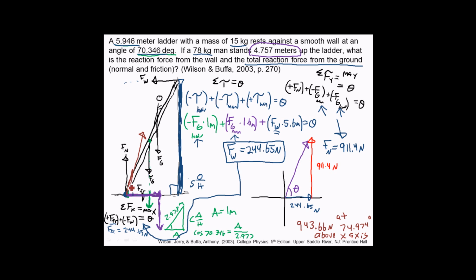So this is the combination of the two. This is what the ground has to do to keep this in static equilibrium. Then we have the wall force over here at the top, keeping the situation balanced as well.